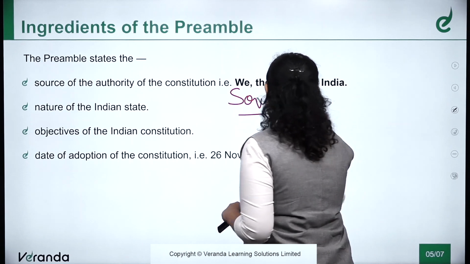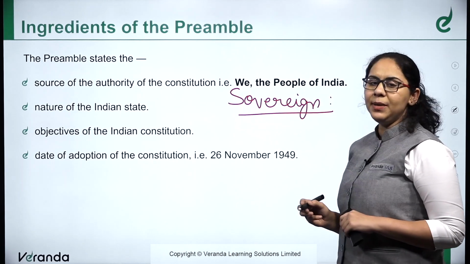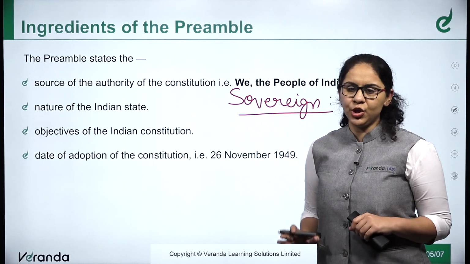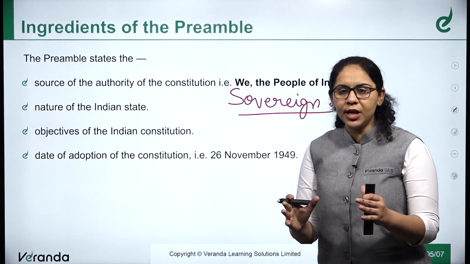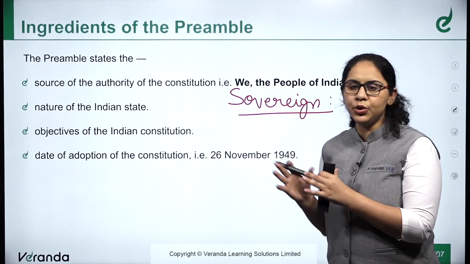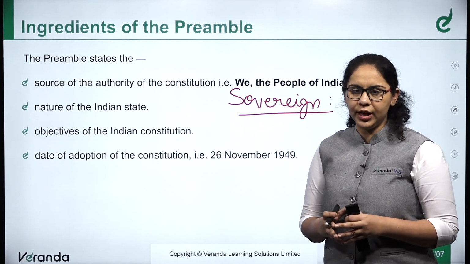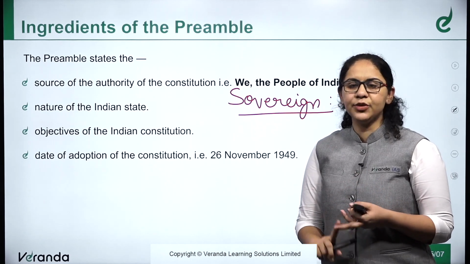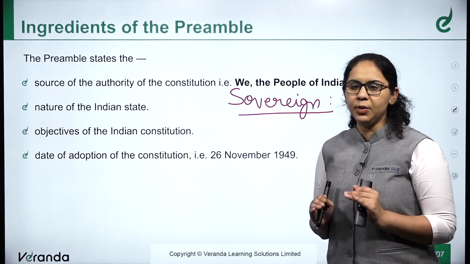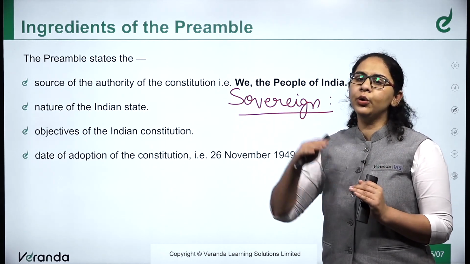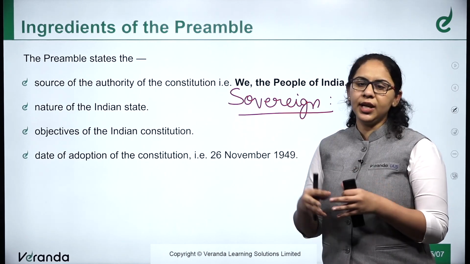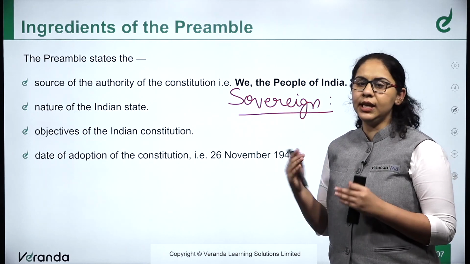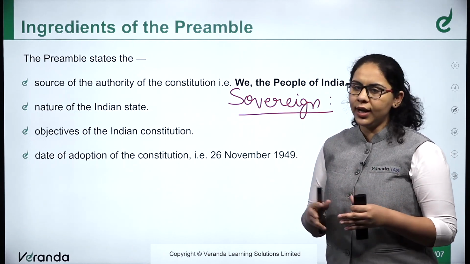Sovereign. What does it mean? Sovereign means India is a sovereign nation, a supreme nation. It means no foreign power is allowed to interfere in the affairs of India. It is India only who takes care of its foreign policy, its foreign relations and its internal policies as well. Like tomorrow, the geopolitical equation is changing. If China or America is trying to interfere in our policy, we are not at all going to allow this.